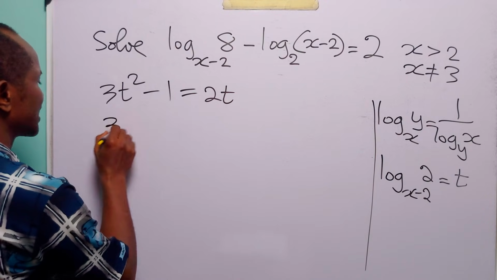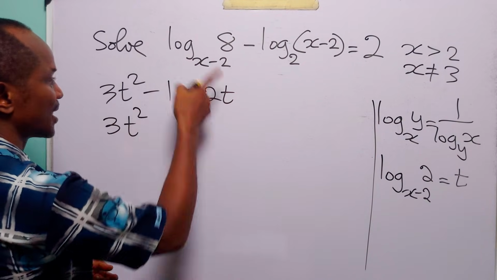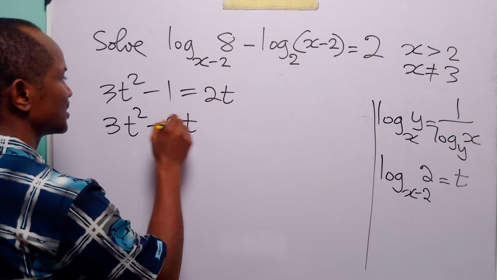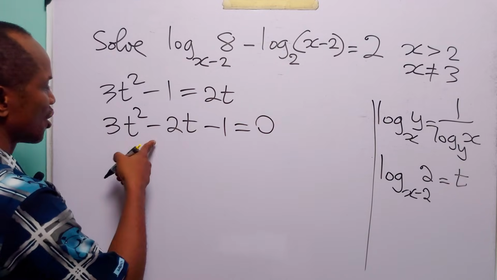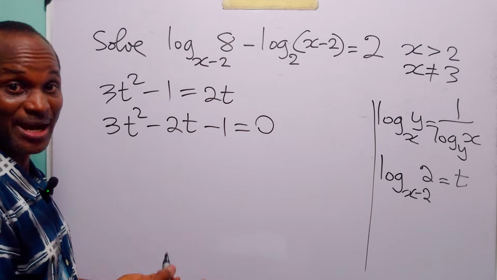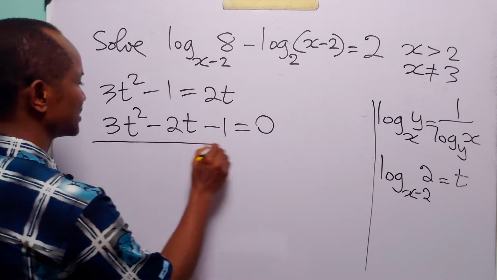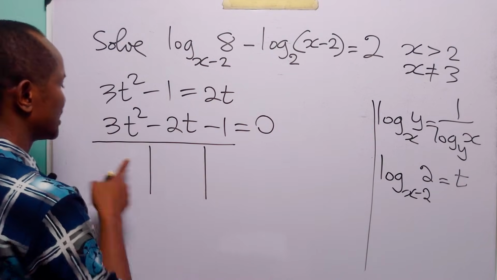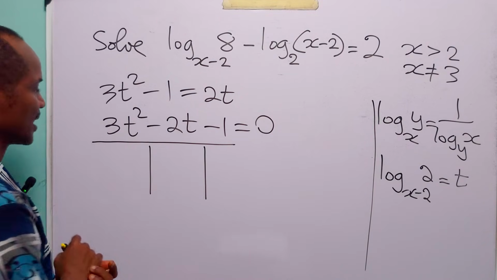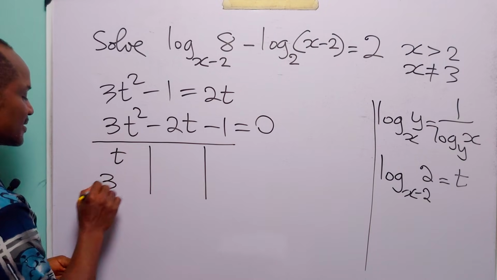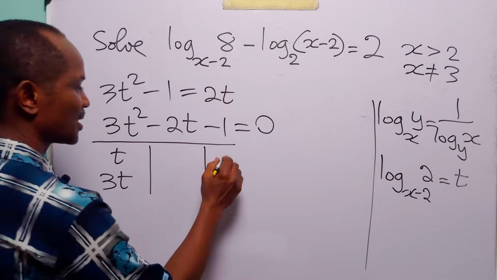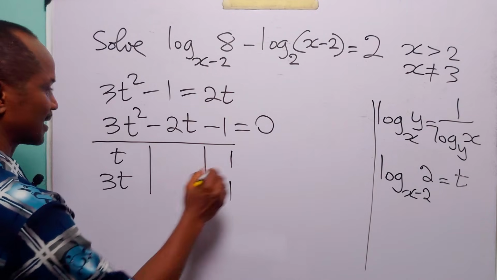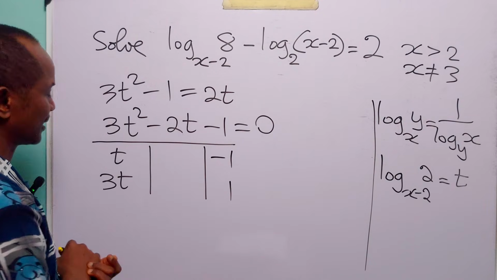Rearranging this equation, we have 3t squared minus 2t minus 1 is equal to 0. We can solve this quadratic equation by factorization. Let us use the table method. Now, what are the factors of 3t squared? We have t and 3t. What are the factors of minus 1? We have now minus 1 and 1.